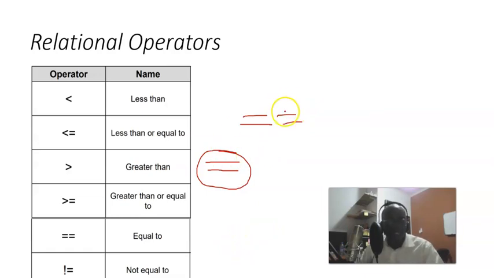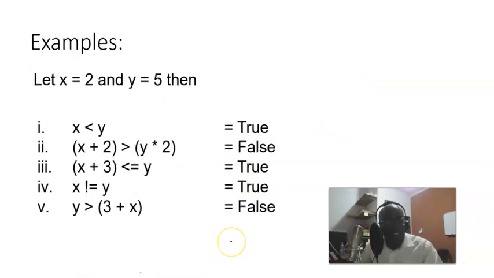It's what we use to represent equals. Then not equal to, we represent it by an exclamation mark and then the equals sign. Okay, fine. Now let us look at some examples.